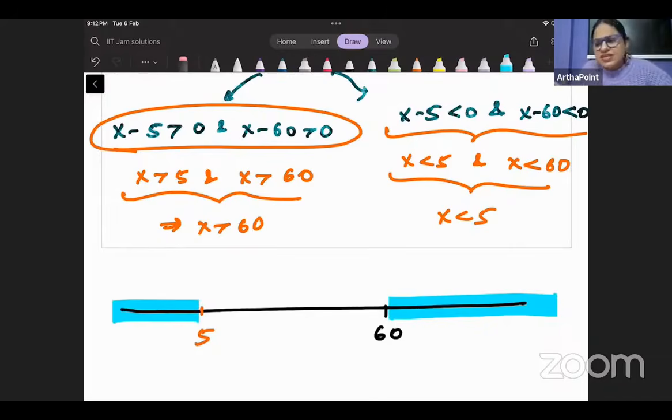So how many x's are less than 5? 4 x's: 1, 2, 3, 4. How many x's are greater than 60? 40 x's: 61, 62, 63 up to 100.